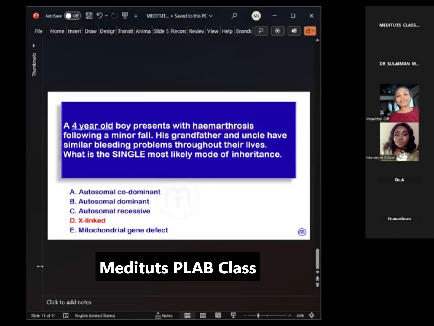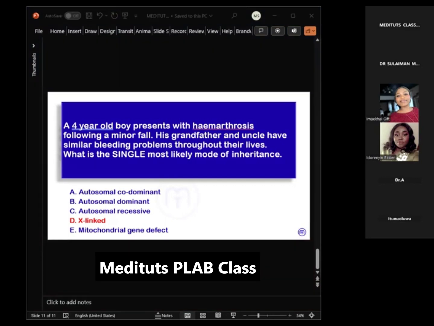So for you to remember easily, where is the only place a male will get an X chromosome from? In this whole universe, where is the only place a male can get the X chromosome from? Is it the father or the mother? From the mother. So any X-linked problem in the life of a male child is absolutely from the mother. Why? Because a boy can never inherit an X chromosome from his father. Do we agree that a boy can never inherit an X chromosome from his father?